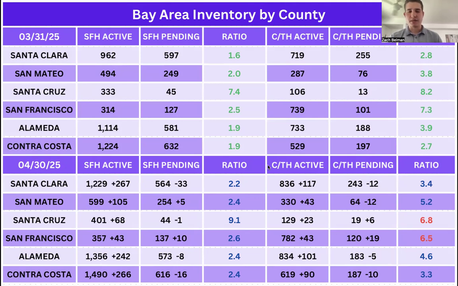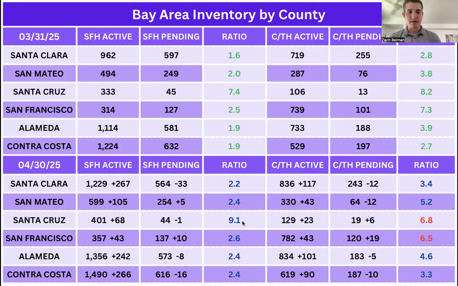Now, without even looking at the numbers, if you just look at the color coding that I have, you can see all the ratios are that navy blue color, with the exception of Santa Cruz County and San Francisco County condos and townhouses. During the month of April, these markets heat up slightly. So Santa Cruz went from 8.2 to 6.8. San Francisco went from 7.3 to 6.5. I mean, yeah, these markets did heat up over the month of April, but let's be honest, these are some of the coolest markets in the Bay Area to begin with.